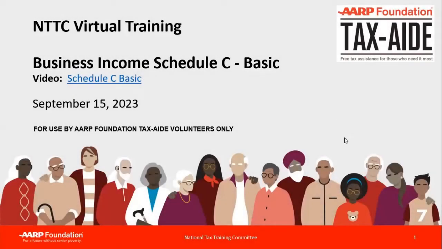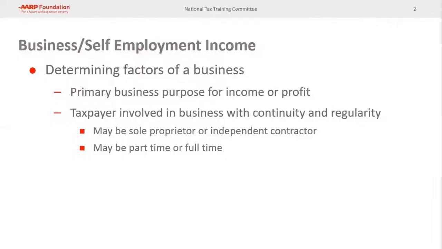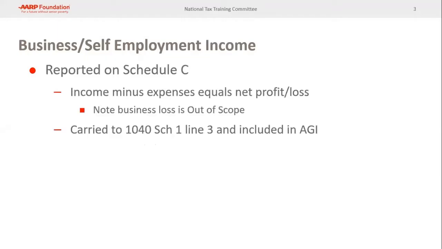This video is a basic review of business income reporting on Schedule C. There is a separate advanced video that reviews more complex Schedule C reporting. So what determines if the activity is a business? The two requirements are that the taxpayer must engage in the activity primarily to generate a profit, and it needs to be something that the taxpayer does with some frequency or routine.